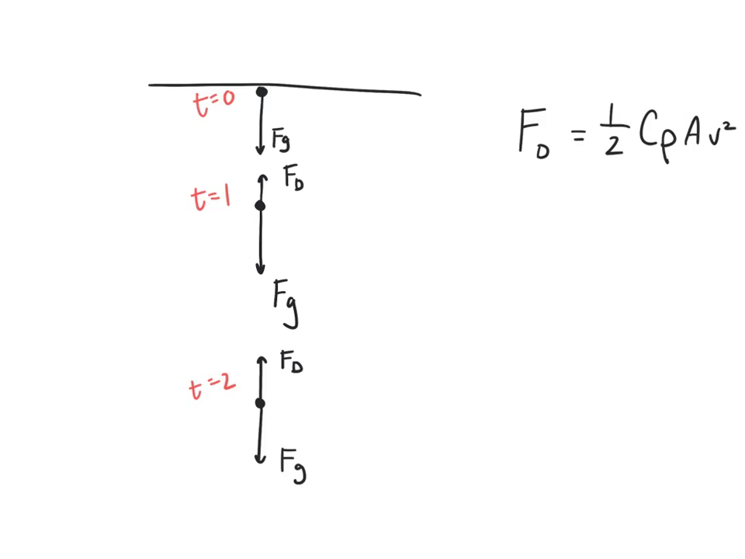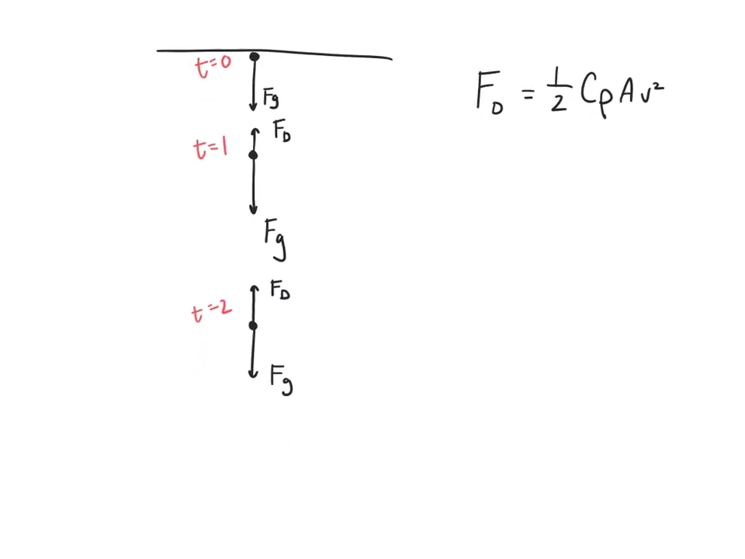A doesn't really change when it's falling, but when it's falling, V changes. And V increases. As an object falls, acceleration causes the velocity to continue to increase. So if V is increasing, so is FD. If V increases, so does FD. So as this object falls further and further down, the vector representing FD gets larger and larger. It continues to get larger.